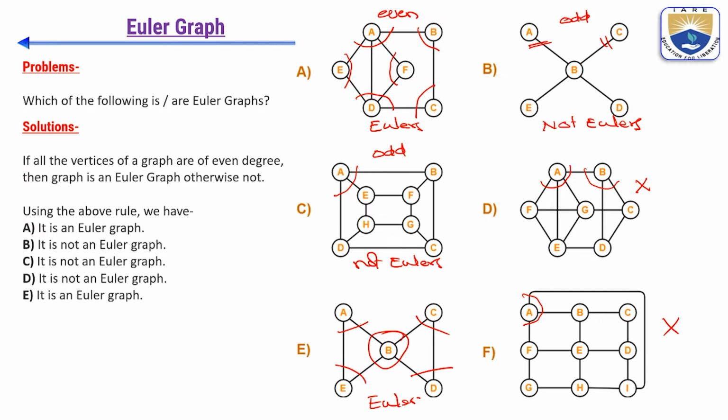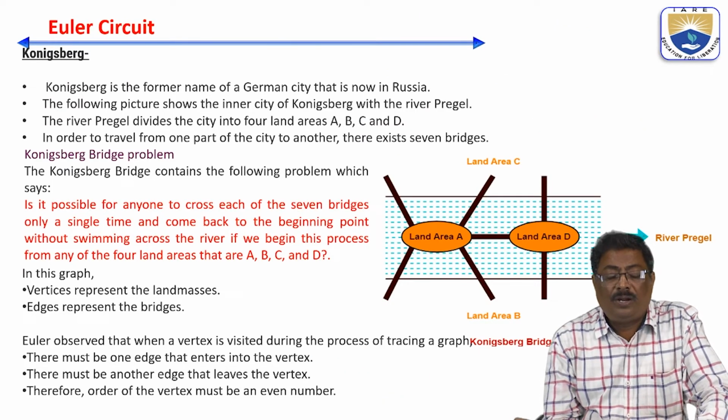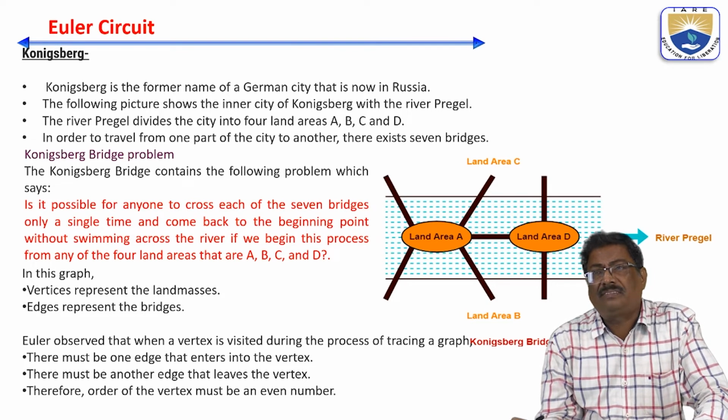So this is the simple way we verify whether a graph is an Euler's graph or not. We just verify that the degree of each and every vertex is even. Then we can say that it has an Euler circuit, and subsequently it is known as an Euler's graph. Otherwise, it is not.